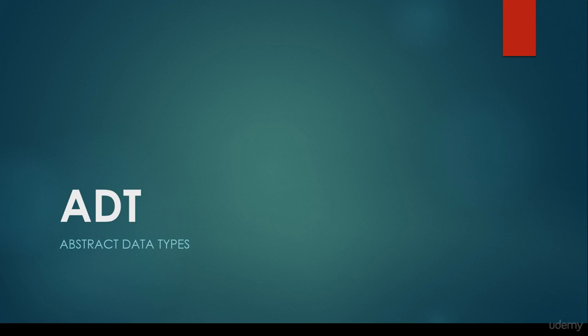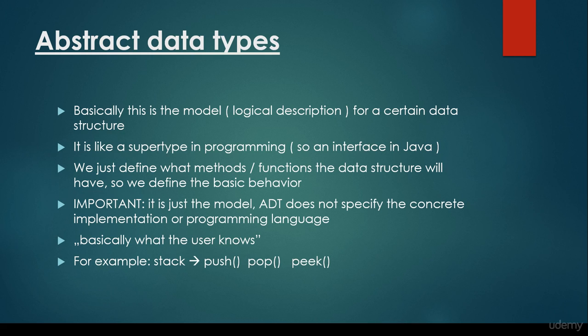Hi, in this video we are going to talk about abstract data types and basically what's the difference between abstract data types and data structures. So let's get started. What is an abstract data type? Basically this is the model or the logical description for a certain data structure.